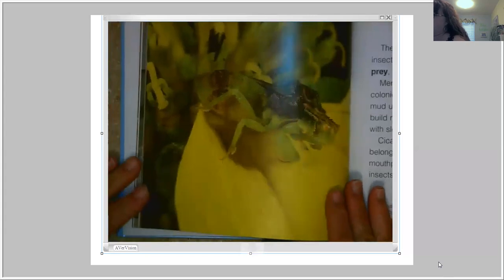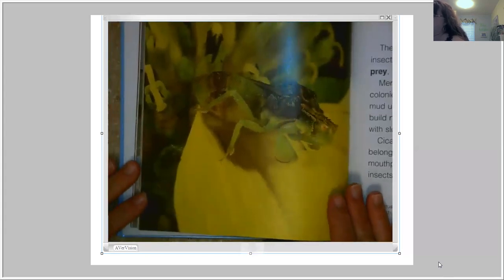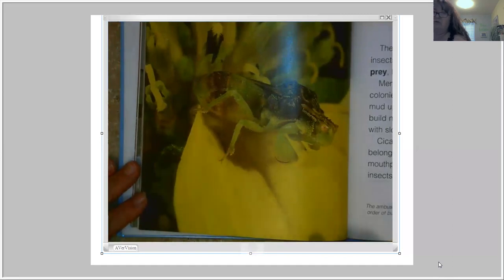Members of the termite group always live in colonies. Many species build tower-like mounds of mud up to 18 feet tall. That would be 3 of me plus almost 4 of me standing on my own shoulders tall. That's pretty tall. Some termites build nests with chewed wood. Others build nests with sloped roofs for rain control.